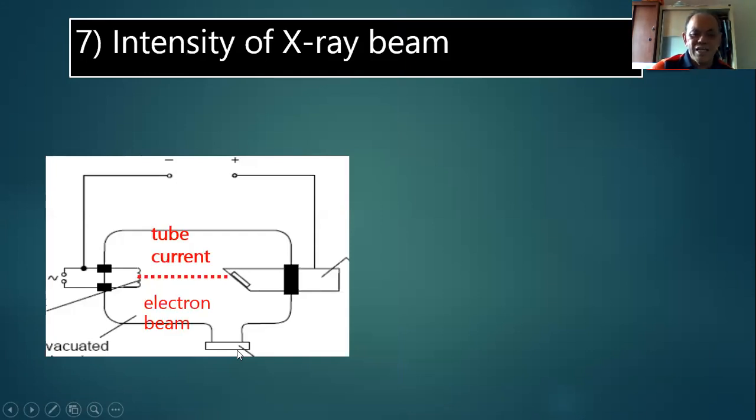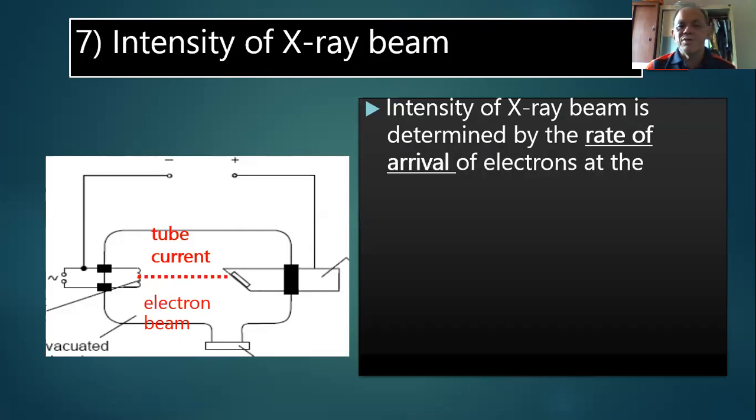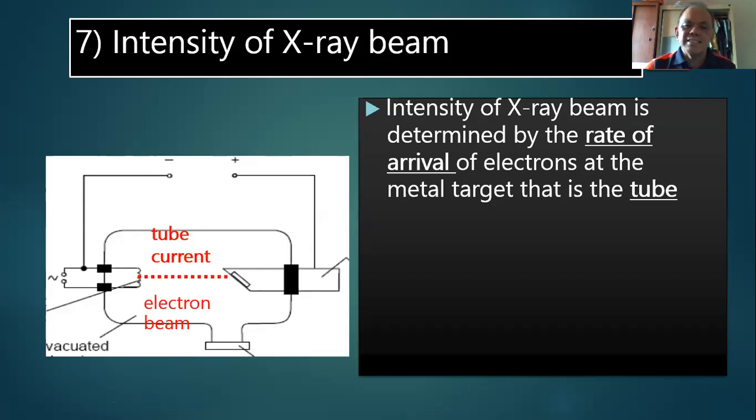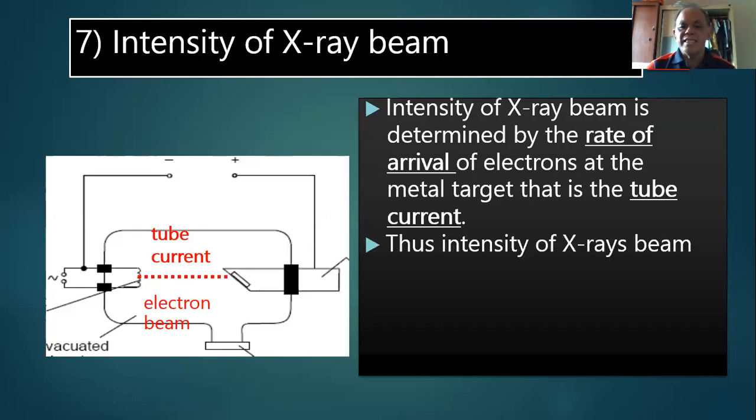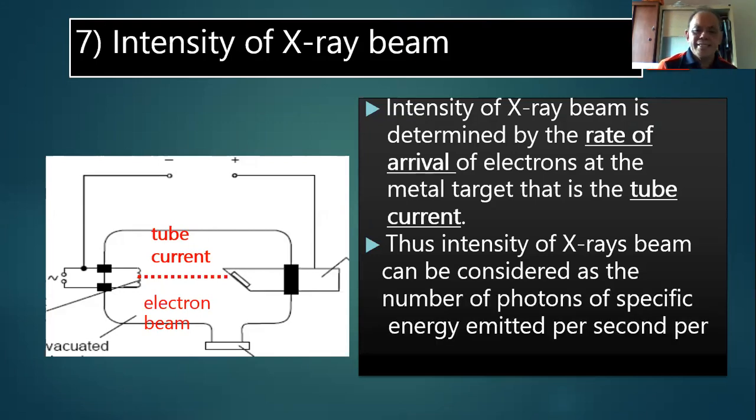Intensity, right? Or we call it tube current, or electron current, electron beam. Intensity of X-ray beam is determined by the rate of arrival of electrons at the metal target, or we call the electron current your tube current. Thus, intensity of X-ray beam can be considered as number of photons or specific energy emitted per second per unit area. I don't need to go too far because usually the beam has a particular size or area you will hit the surface.